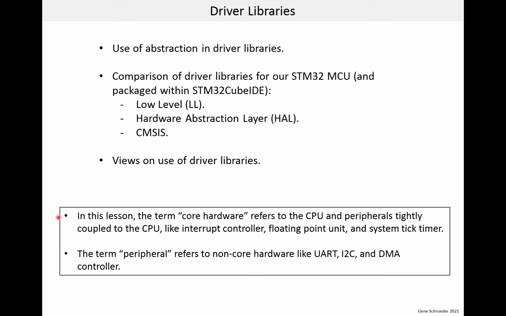Now I have some notes on terminology in this box below. In this lesson, the term core hardware refers to the CPU and peripherals tightly coupled to the CPU, like the interrupt controller, floating point unit, system tick timer, and some others. Note that this hardware is described in the ARM documentation, not the STMicroelectronics documentation. And I'll use the term peripheral to refer to non-core hardware like the UART, I2C, DMA controller, and others. This hardware is described in the STMicroelectronics documentation, such as the MCU reference manual.